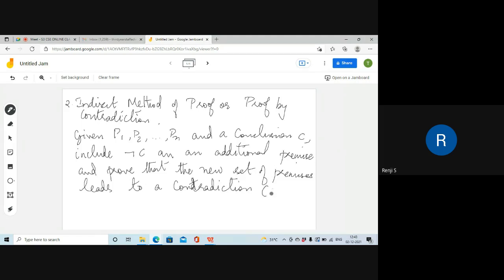And contradiction means false. Okay. This is the basic rule. Given P1, P2, etc., Pn and a conclusion C, include not C as an additional premise. And then you have to prove that the new set of premises, that is P1, P2, Pn along with not C, will lead to a contradiction. Contradiction means this will lead to false. Okay.